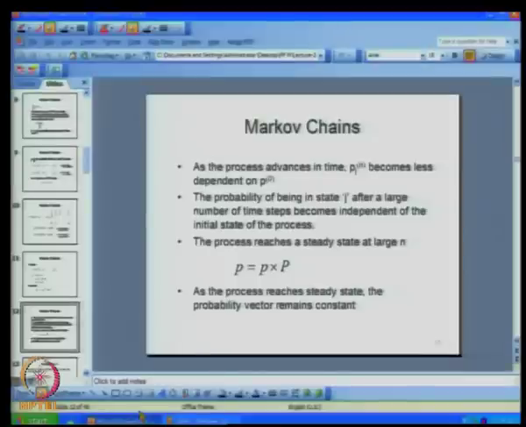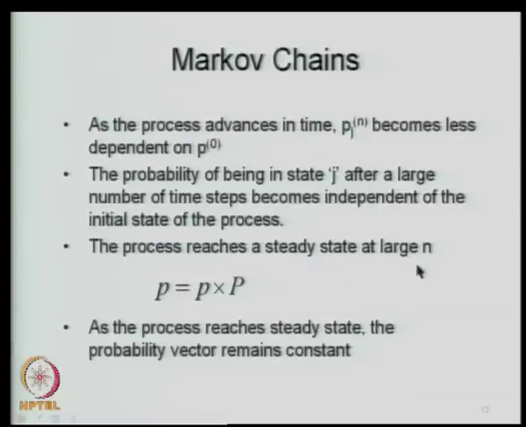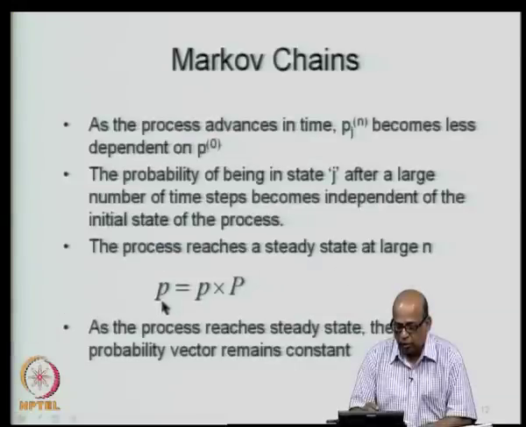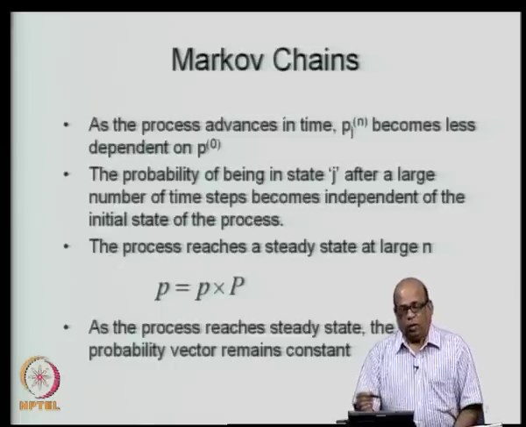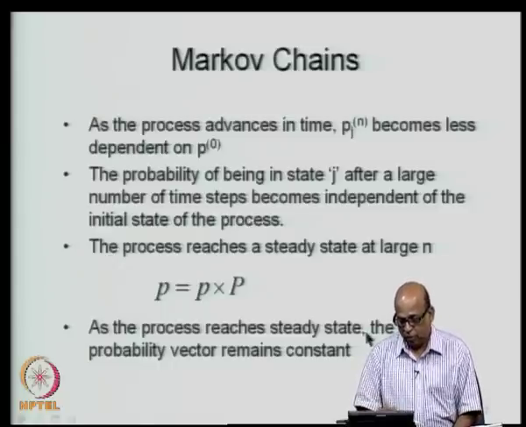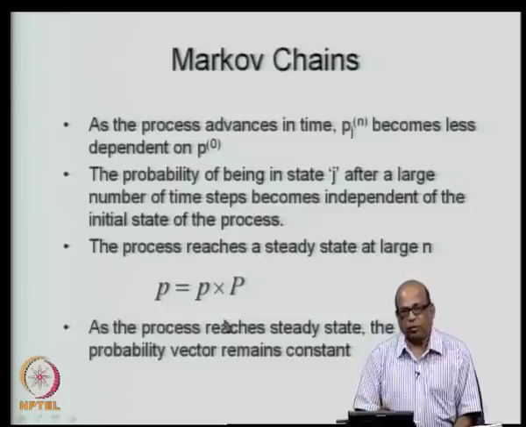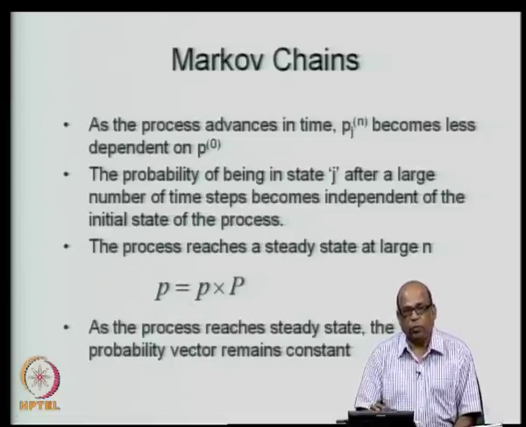Now, that is what is explained here. So, the process reaches a steady state at large n, and then we write it as p is equal to p into capital P. Capital P is the transition probability matrix and small p is the steady state probability vector. So, as the process reaches a steady state, the probability vector remains constant, that is the idea there. So, determination of the steady state probabilities is an important exercise that we do in Markov chains.